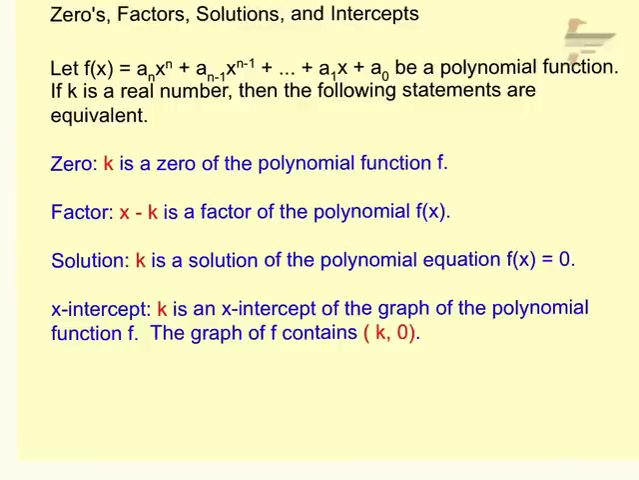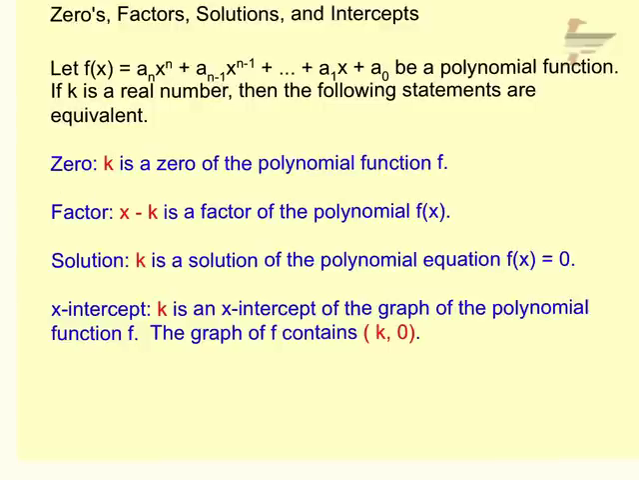Okay, other things, you really should know all of these words, but I'm going to remind you that they're super important and that you know what they mean, because a problem is going to use all of these words. Again, you don't need to write this down, but let's say f of x is a polynomial function, and k is a real number, then the following statements are equivalent.